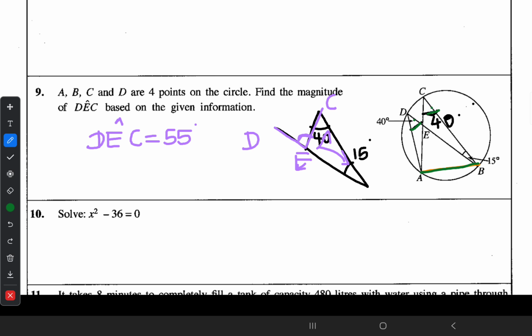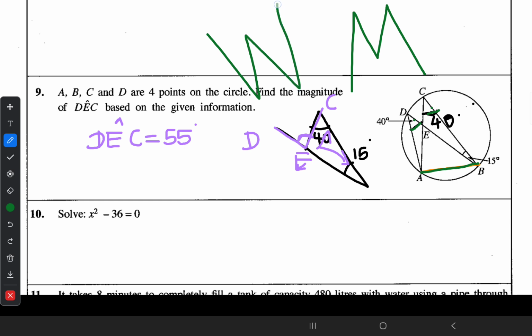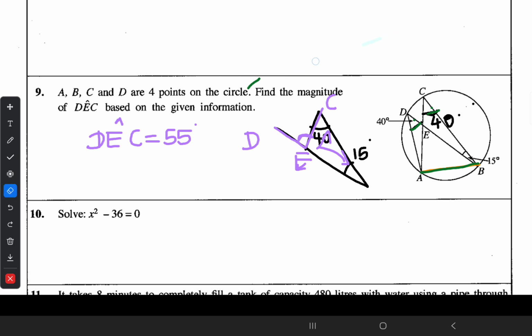So think about it. You can see a capital M or capital W letter. By using that, you can identify this chord-related theoretical angles. So here we have a capital M kind of shape. So those angles are the same. Thereafter, if this is 40, this is 15. Now we need the exterior angle. The exterior angle of a triangle equals the sum of the interior opposite angles. 40 plus 15 would be 55. That's all about the 9th question.